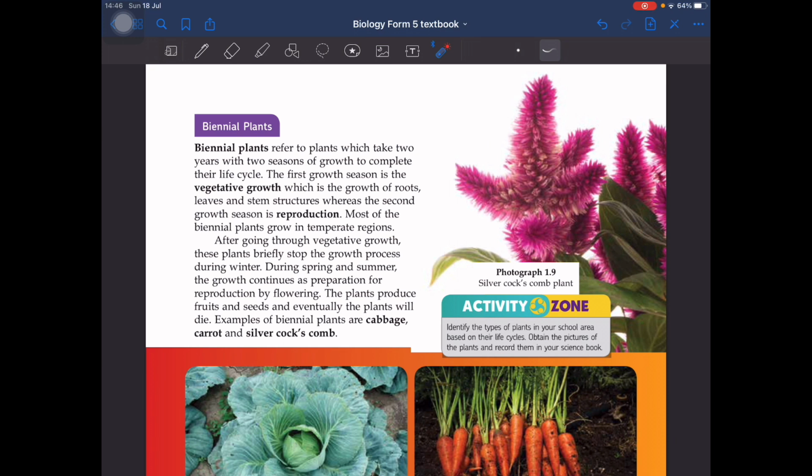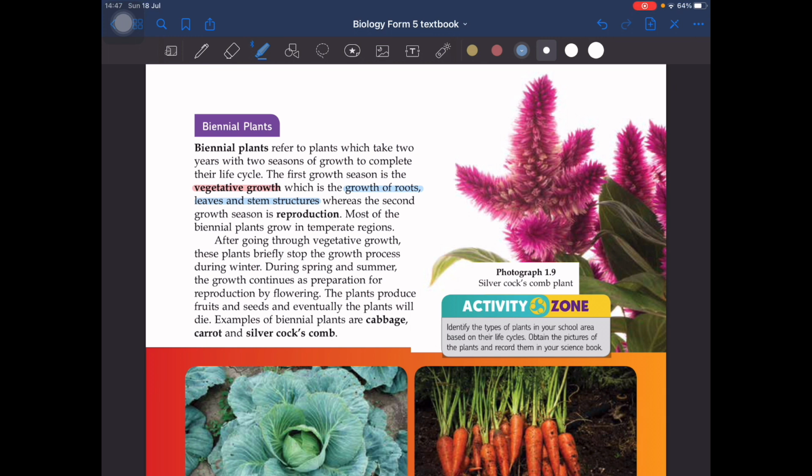So the first growth season is the vegetative growth, which is growth of roots. You have your roots, leaves, and stem structures. And then the second growth is reproduction. So most of these actually grow in temperate regions. So temperate regions, places with season, 4 season.